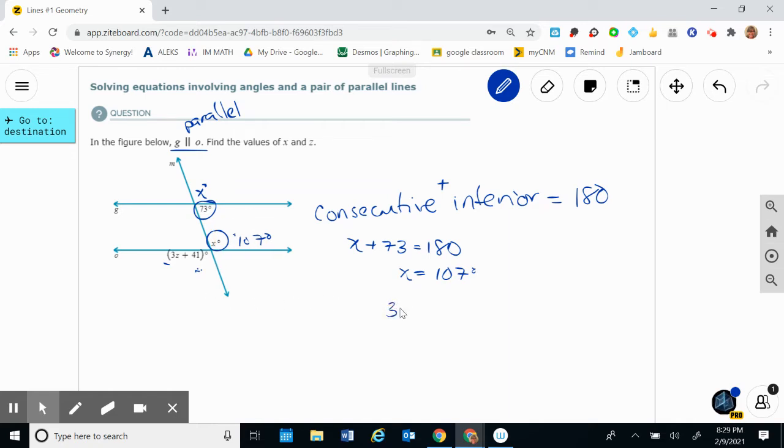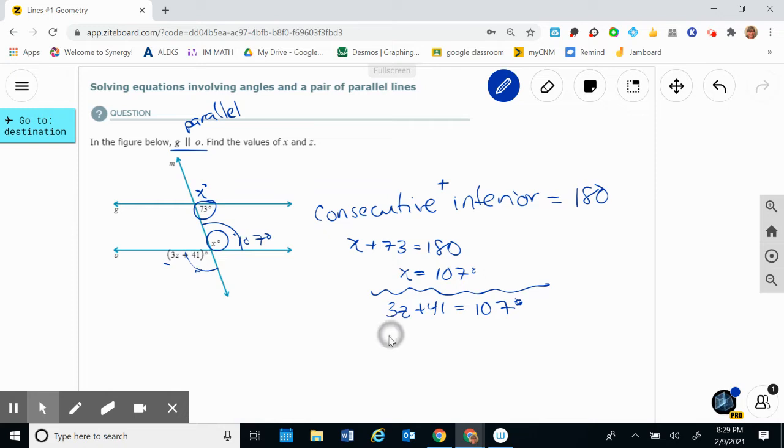So we go 3z plus 41. This is congruent to that, okay? Plus 41 is equal to 107. Do you see why I did that? I don't need to put the degree.